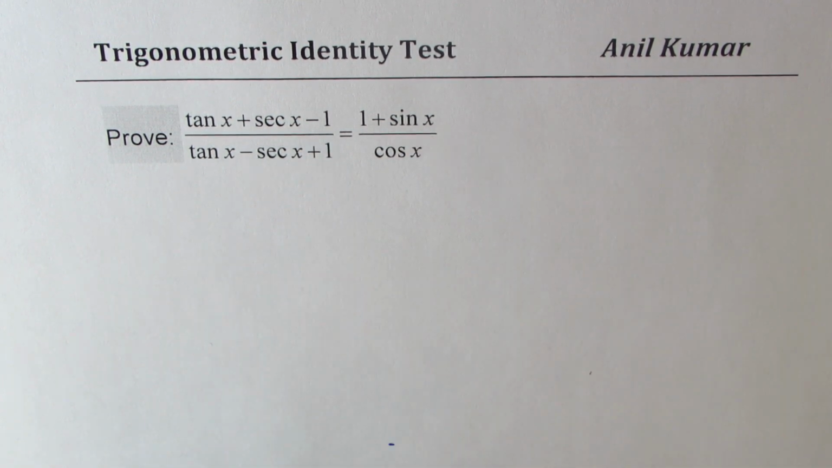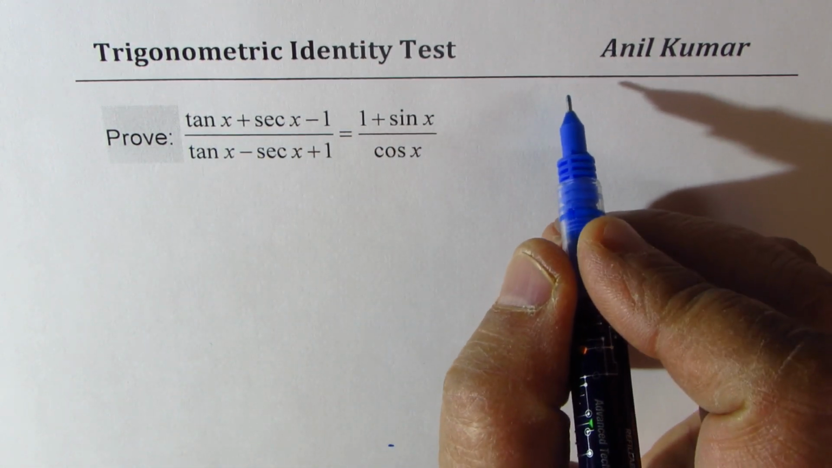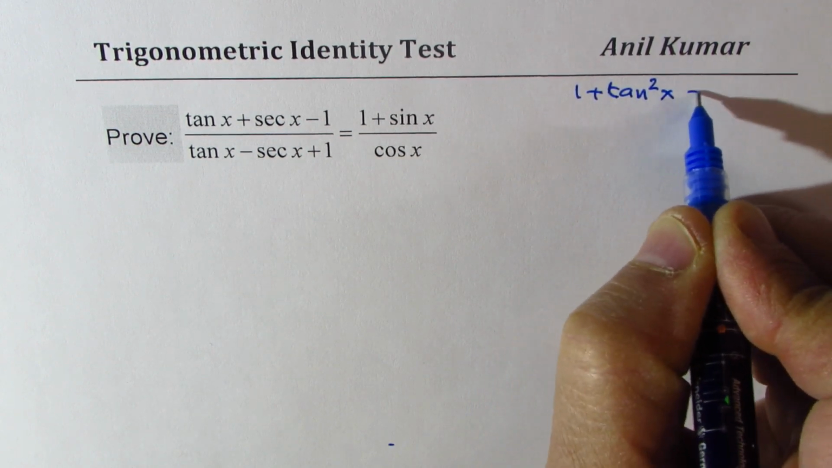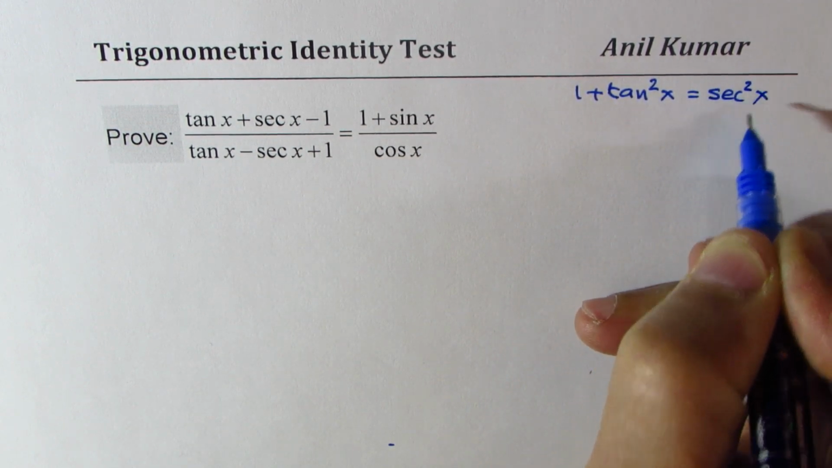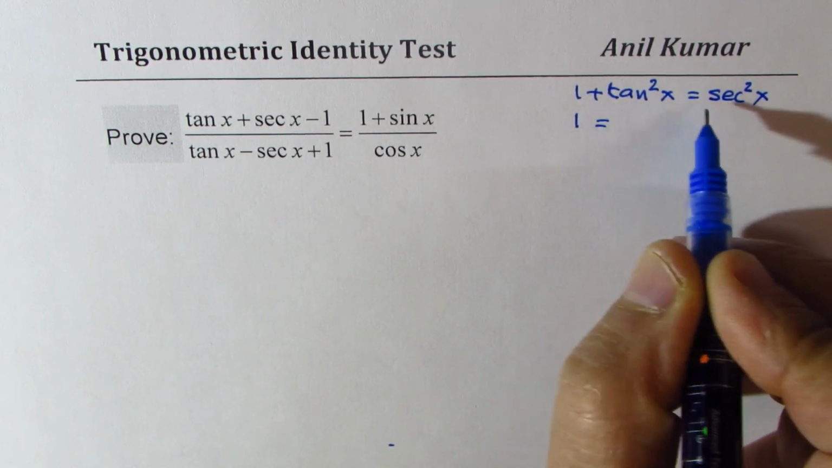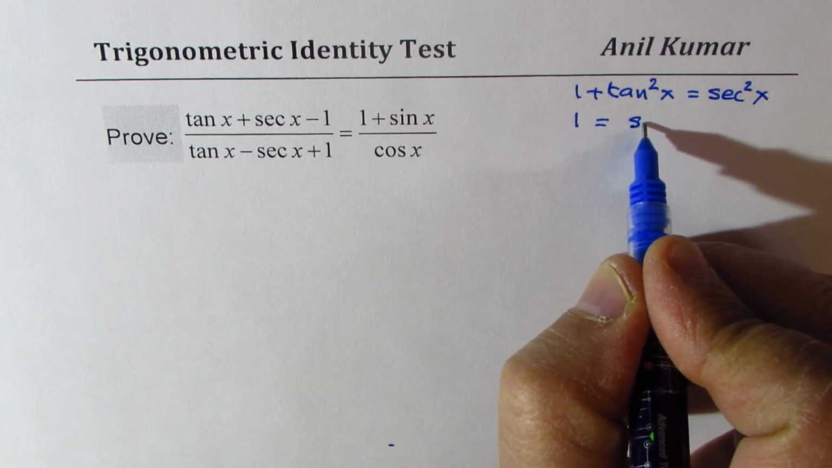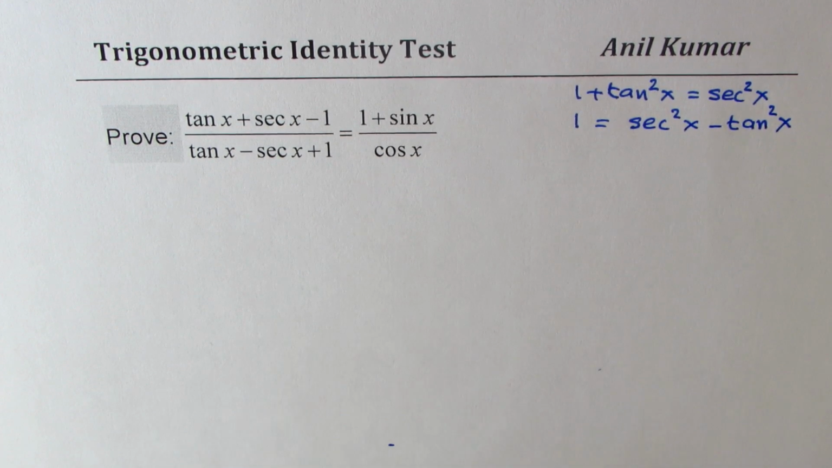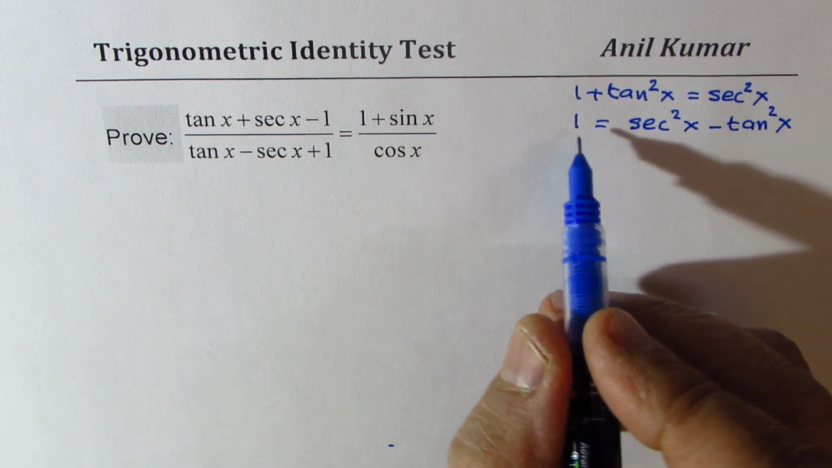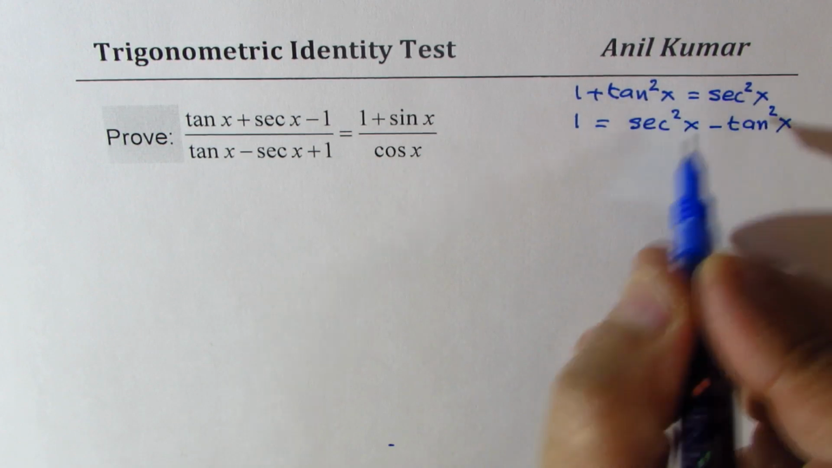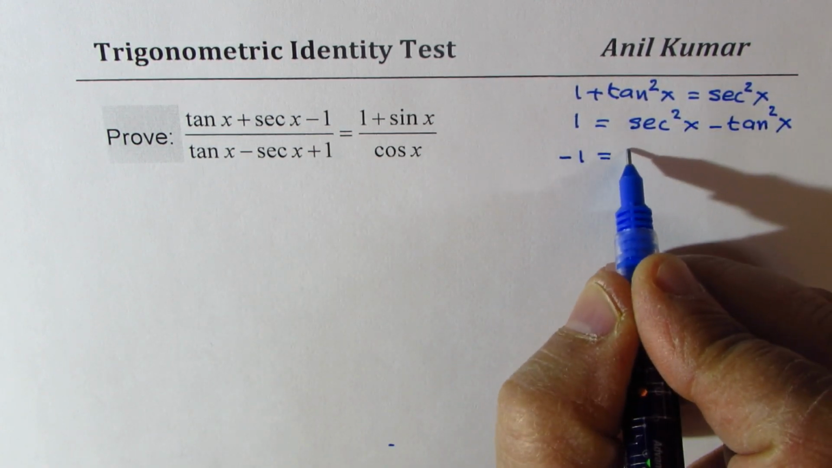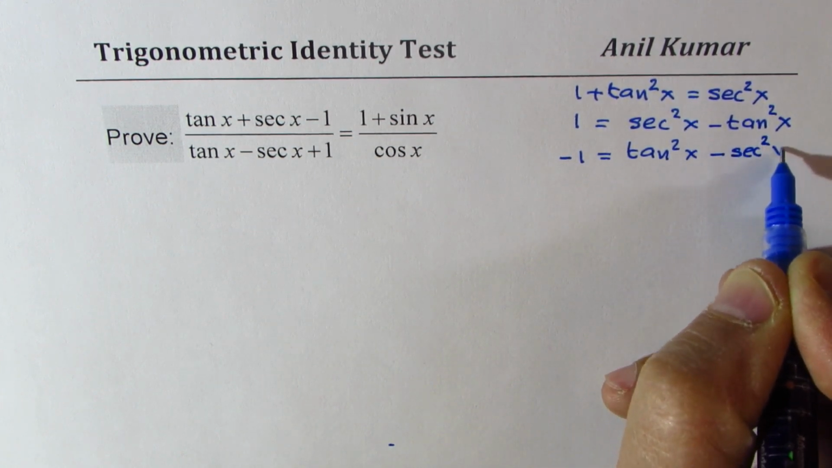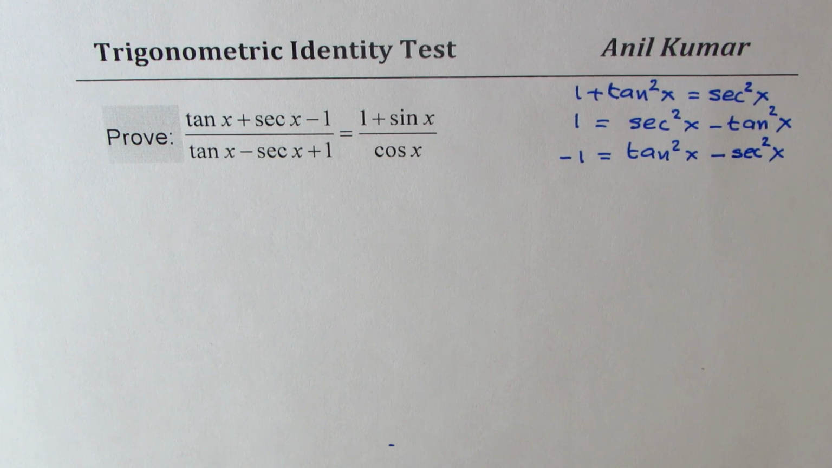Well, I hope you remember the identity between tan and secant squares, right? So it is 1 plus tan square x equals secant square x. So we could always write 1 as the difference of these two, right? So we could write this as secant square x minus tan square x. Or if you want to write minus 1, then minus 1 could be written as tan square x minus secant square x, right?